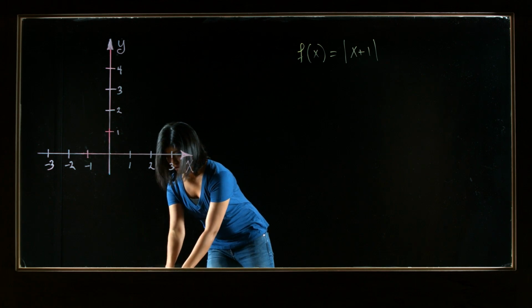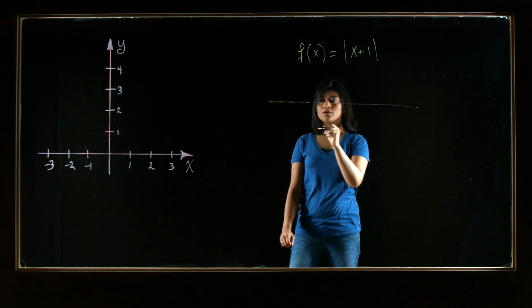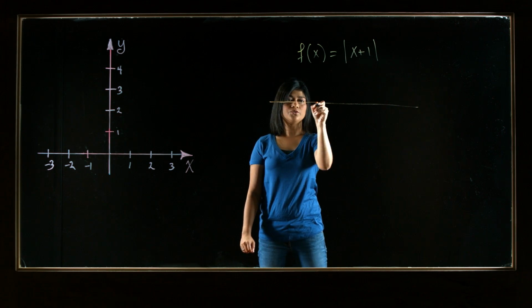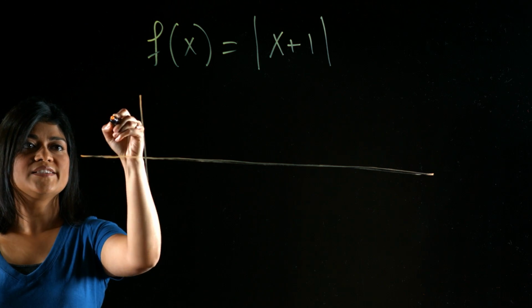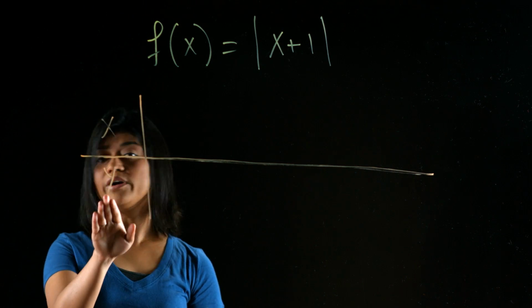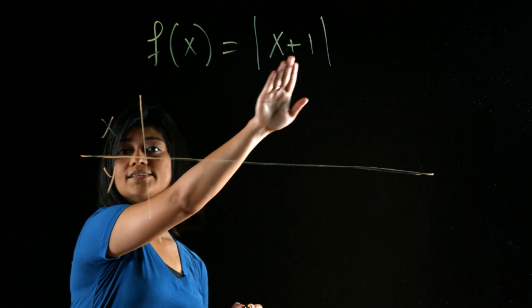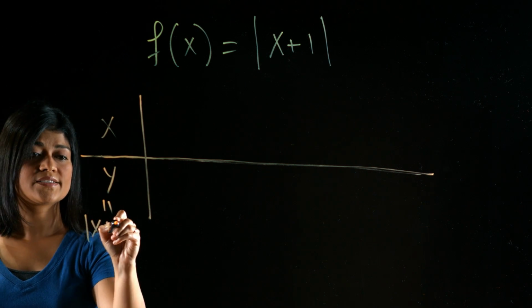So, you just make a table, and you're going to plug in some x values and find the corresponding y values. Now, what is y? Y is the function expression. So, y is absolute value of x plus 1.